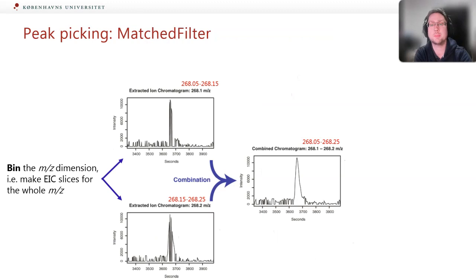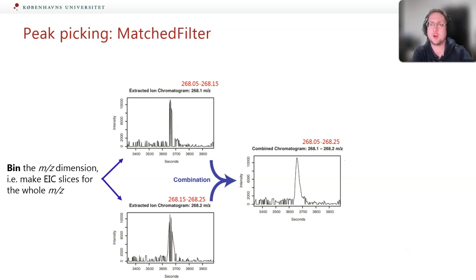Let's start with a simple example where we have only a single peak. Our first problem is that we don't know which mass all the peaks are supposed to have. So we kind of need to cut the data up blindly. At least that's what this so-called match filter algorithm is doing, which was the first that was developed for XCMS. We will use that algorithm as the most simple example to start with.